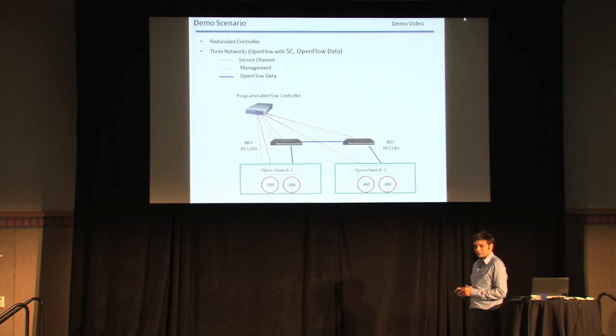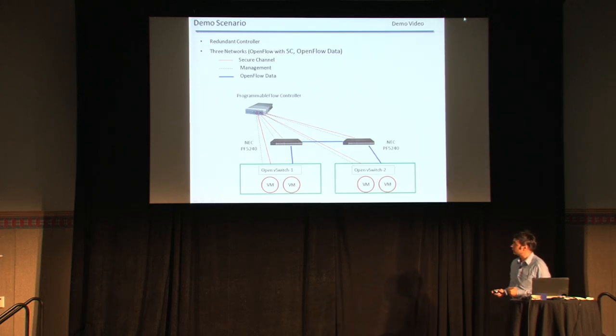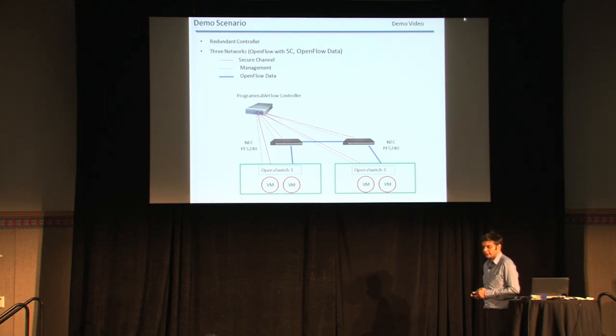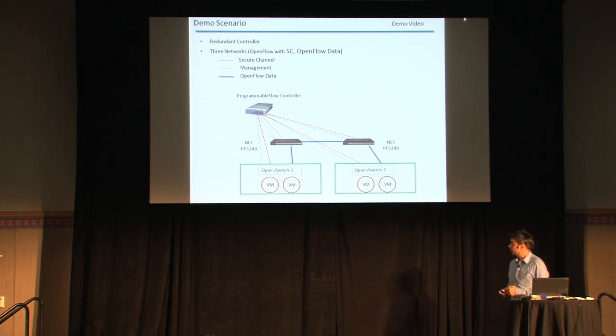So let me show at the same time some demos while we go through the talk. This is a simple demo I'm going to show where we have two OpenFlow switches. They are from NEC and they are controlled by a dual redundant controller for reliability. And then you have two hosts with, let's say, two VMs.